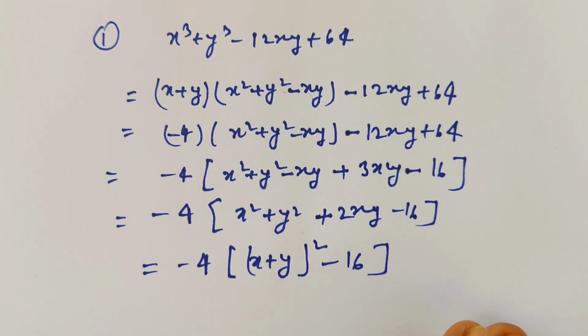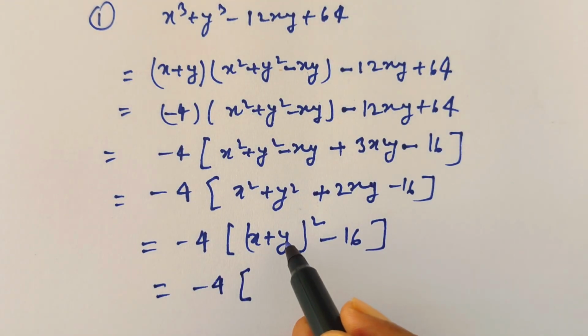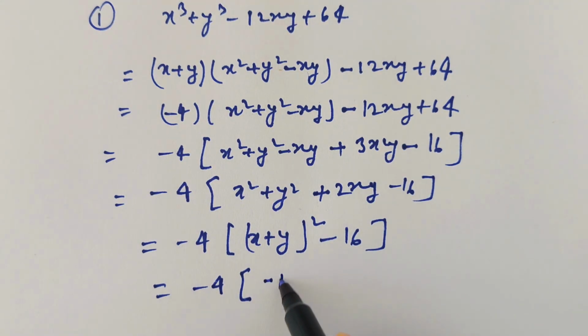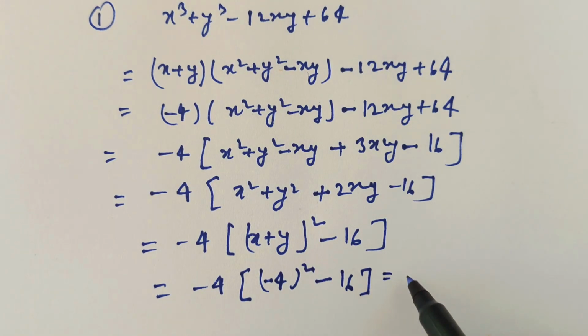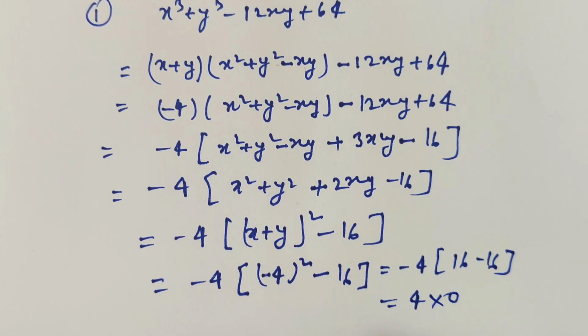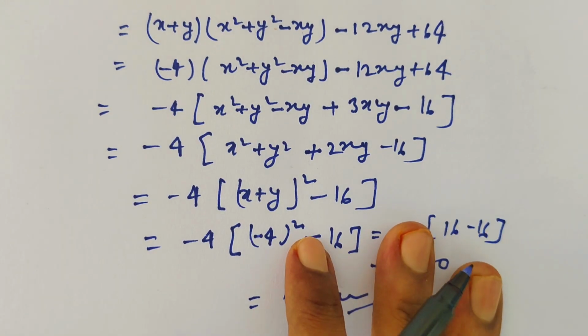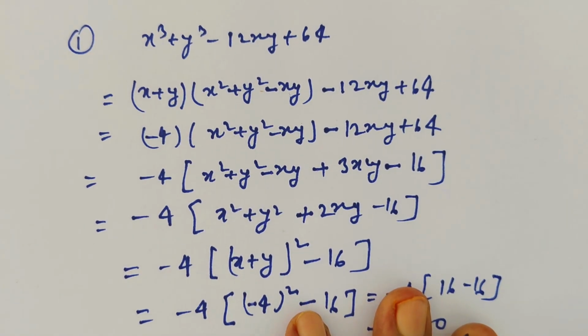So we write it directly in factorized form: minus 4 into x plus y, which equals minus 4 as given, so we take the square, and minus 16. After that you will get minus 4 into plus 16 minus 16, and finally it comes to 0. That means the final answer of this expression is 0. So this is the way to solve question number 1, and you can also solve question number 2 using this formula.